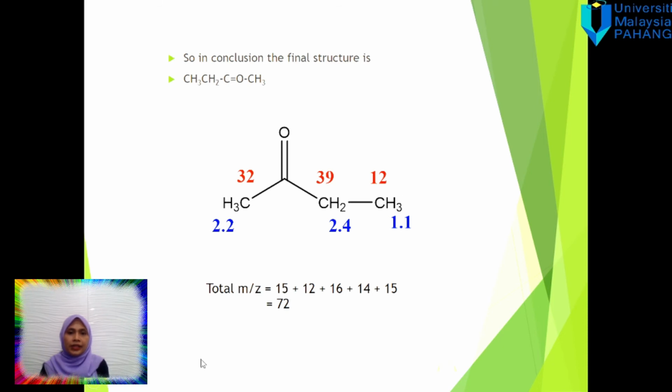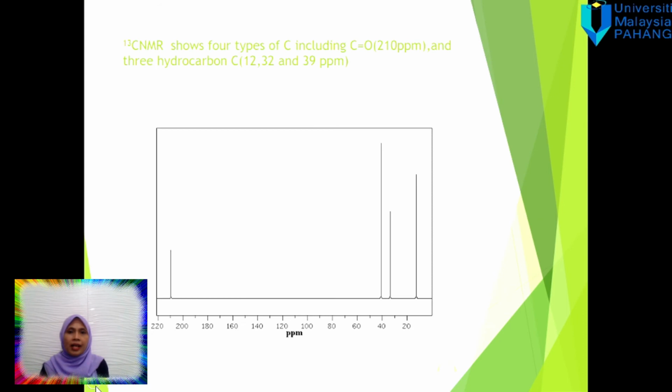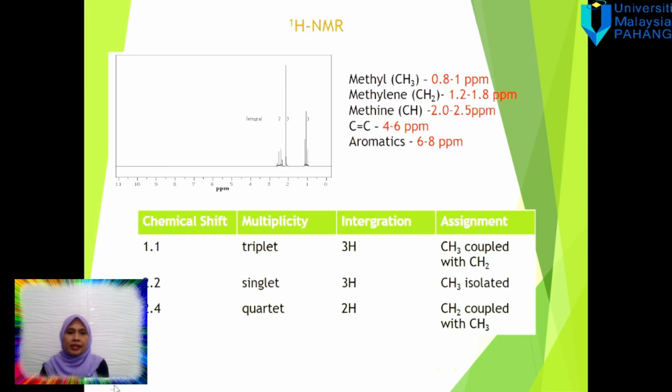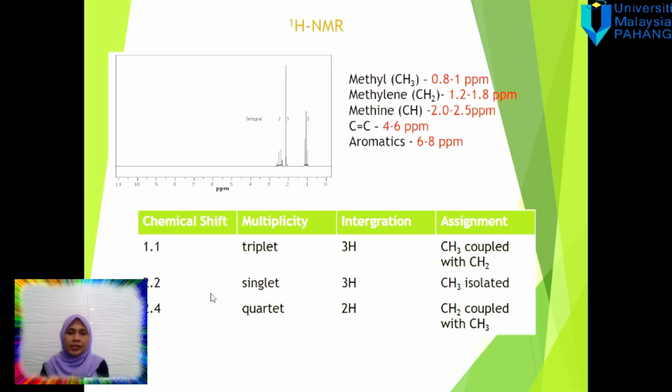And this CH3, if we look at the table, is isolated, which means there are no neighbors. Is it correct in our structure? Let's see the confirmed structure. This CH3 has no neighboring proton. This is correct. CH2, let's check the CH2. Will the multiplicity be a quartet? Check the table whether this is correct or not.